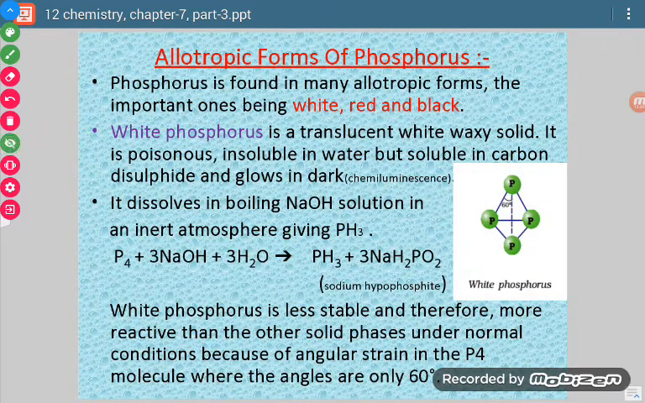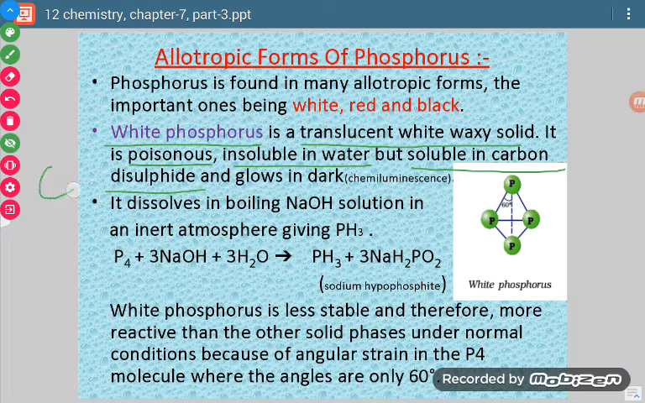Okay, now when we talk about allotropic forms of phosphorus, there are three allotropic forms of phosphorus: white, red and black. White phosphorus is also known as yellow phosphorus. So let us discuss the different properties of white phosphorus first. It is a translucent white waxy solid. It is poisonous, it is insoluble in water but soluble in carbon disulfide.